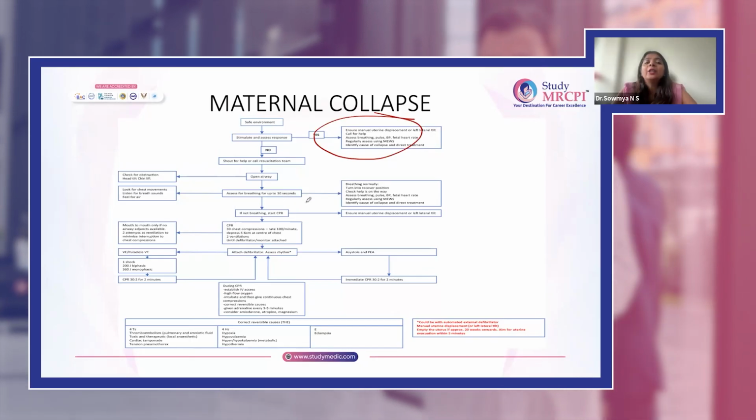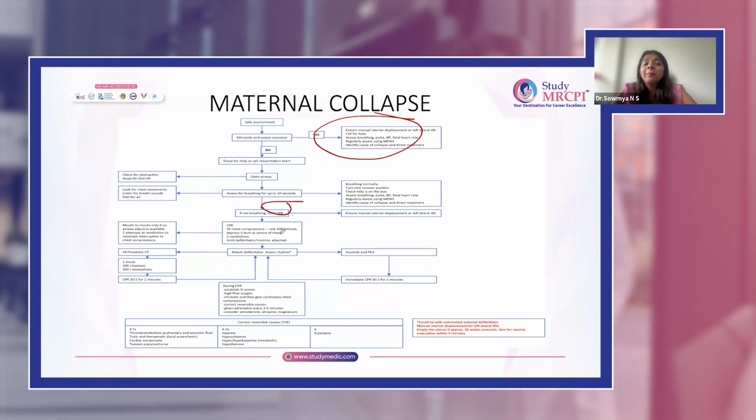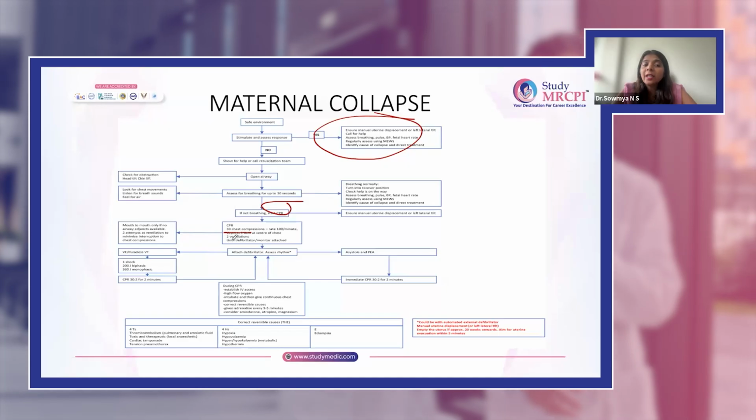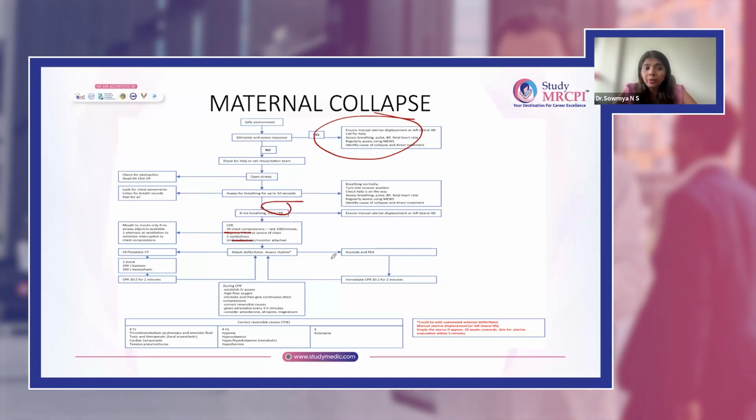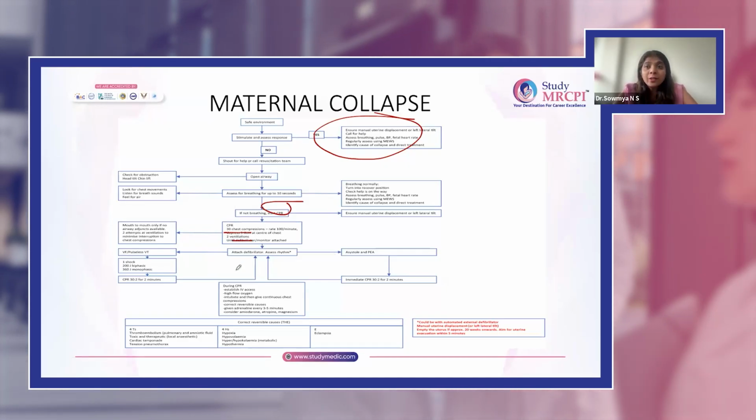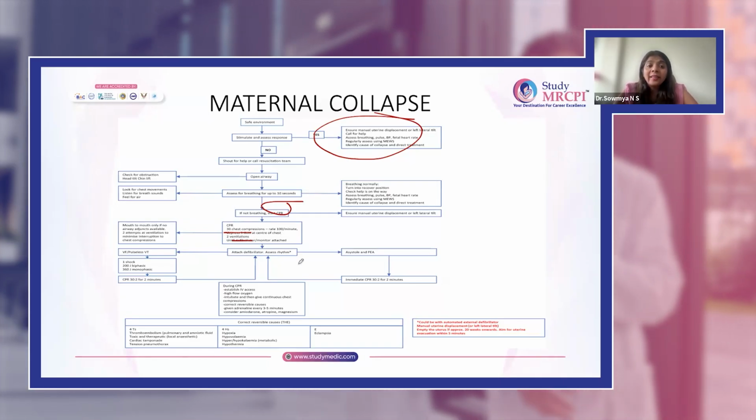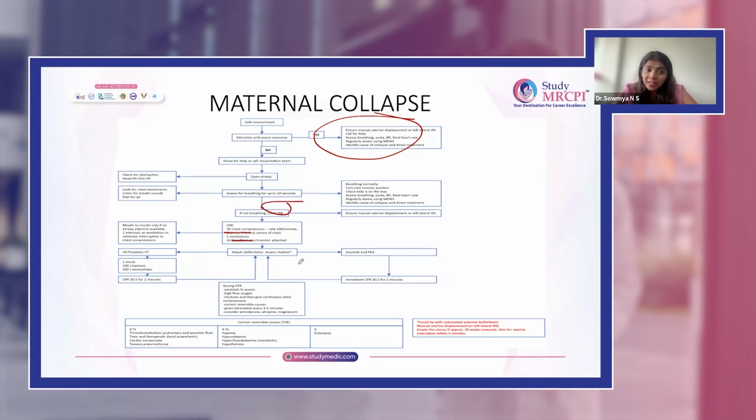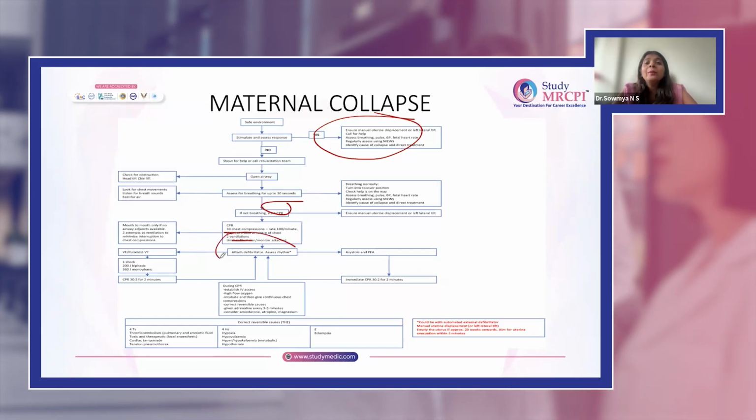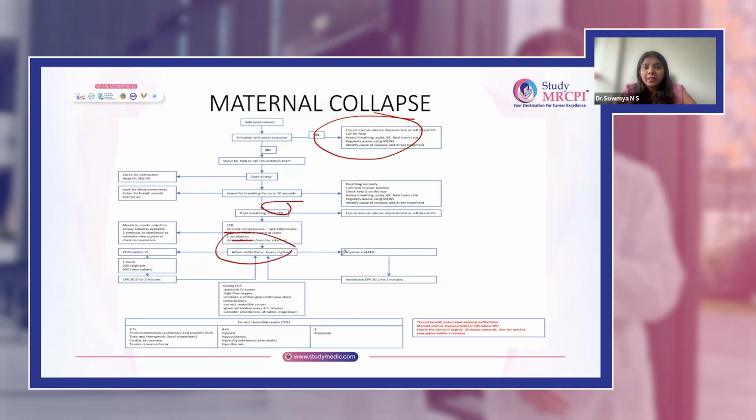Okay, and you would quickly start CPR. Remember, it is 30 chest compressions and 2 ventilations, so 30:2. Once your team has arrived, then you would be going ahead. Once you start the spontaneous breathing, you will be seeing the rhythm by attaching the defibrillator.